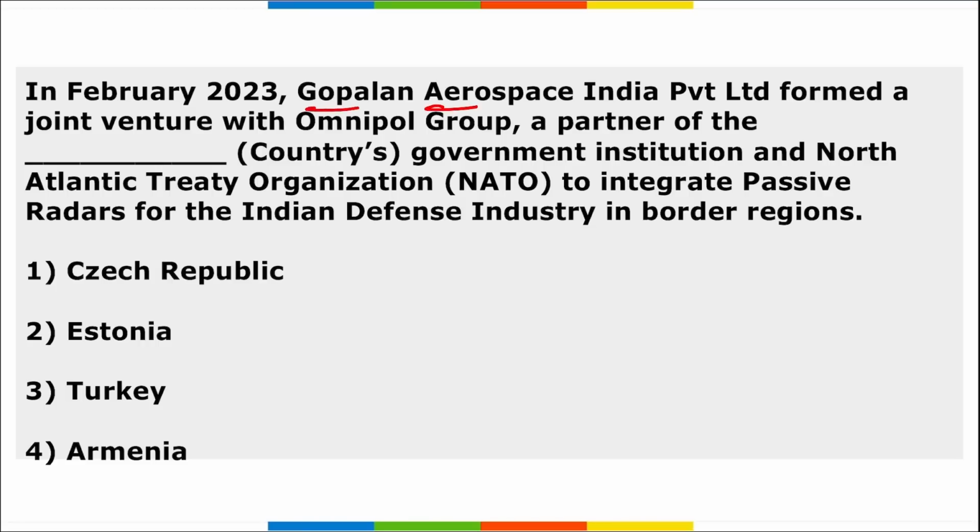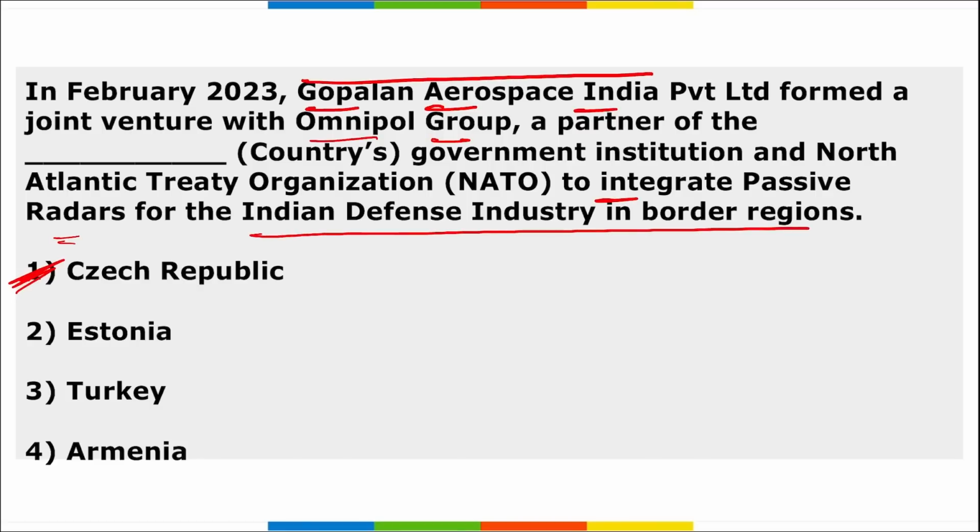Next, Gopalan Aerospace India Private Limited formed a joint venture with Omnipol Group, a partner of Czech Republic government institution and NATO, to integrate passive radars for Indian defense industry in the border region. So Gopalan Aerospace tied up with Omnipol Group, and Omnipol is for Czech Republic. All right.